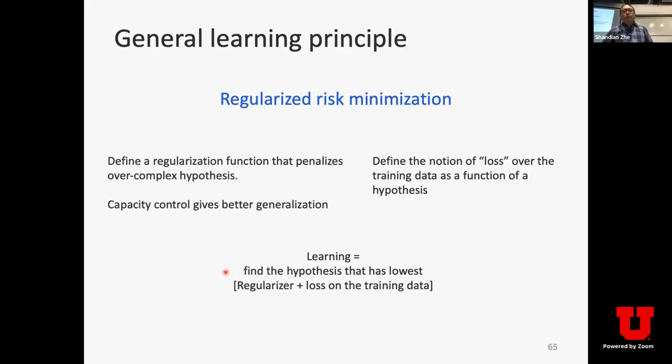But SVM belongs to another learning principle. It's called regularized risk minimization. That means our learning objective not only contains a loss on the training data, it also contains a regularization term. This regularization term penalizes overly complex hypotheses. And the learning is to find a hypothesis that has the lowest regularizer plus training loss. So your learning objective is to minimize a compromise between regularization over the complexity of the hypothesis space and the training data loss. This is called regularized risk minimization.